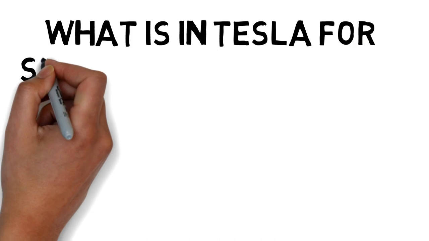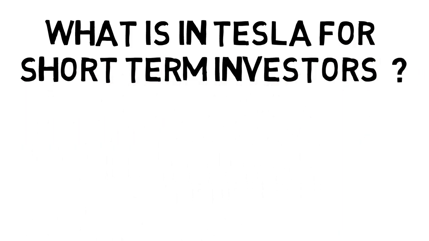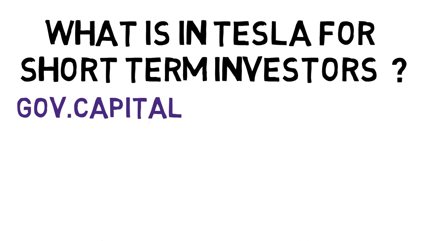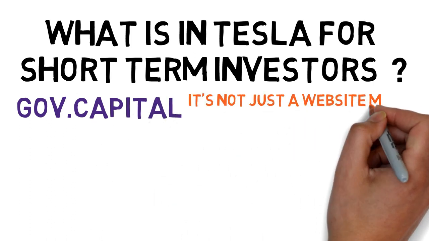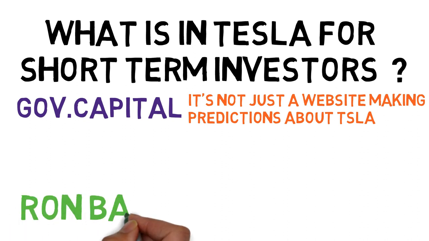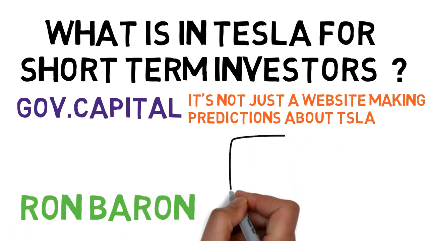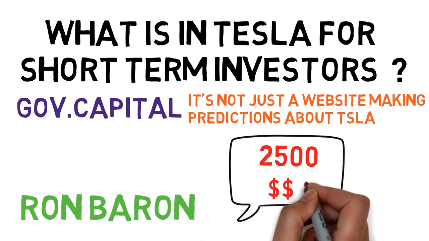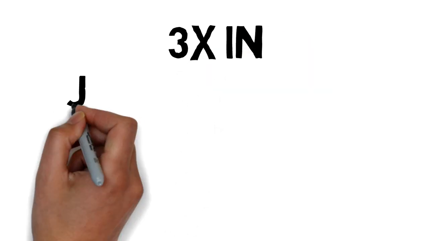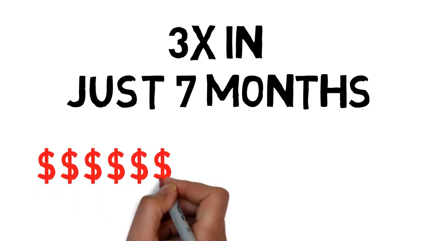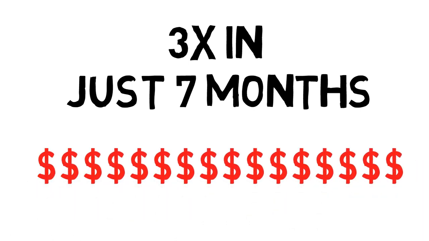What's in it for short-term investors? So if you are a short-term investor, gov.capital predicts some gains in the short term too. And it's not just this website making predictions about Tesla and being bullish for the year. In an interview with CNBC, billionaire investor Ron Baron pegs Tesla to be at around $2,500 a share at the end of the year. If he's right, and many experts think he is, the gain is more than 3x in just 7 months. Even if he's not exactly right, still a lot of money can be made in the short term.